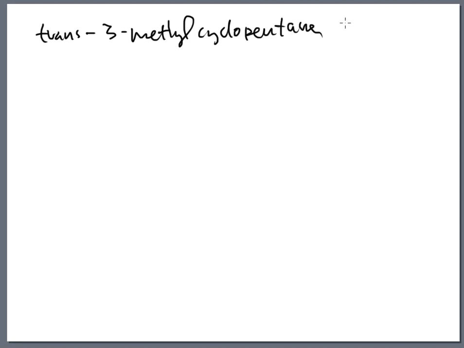So let's draw the structure for trans-3-methylcyclopentane carboxylic acid. Trans-3-methylcyclopentane carboxylic acid. Yeah, there's everything in the IUPAC name that they assume that you know at this point, that you can put the pieces together.